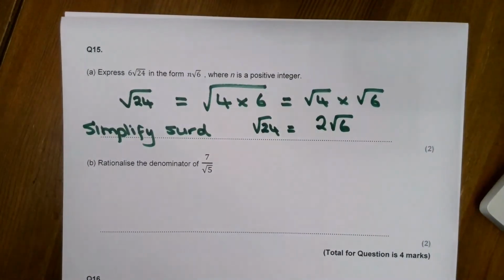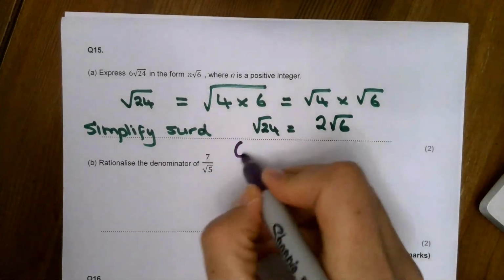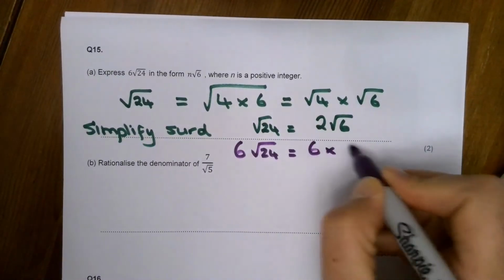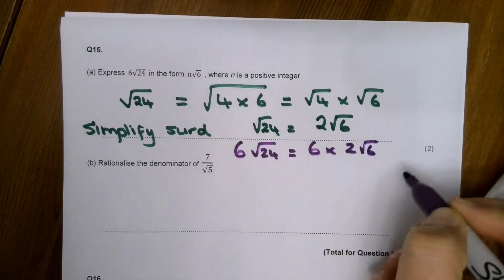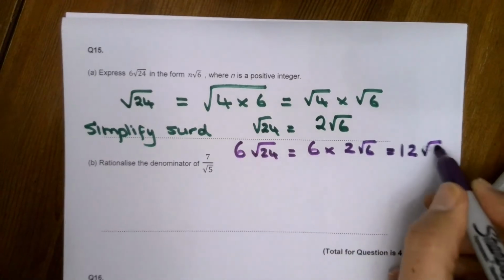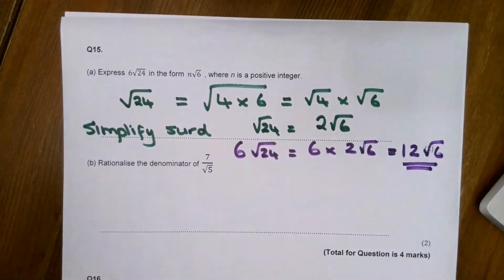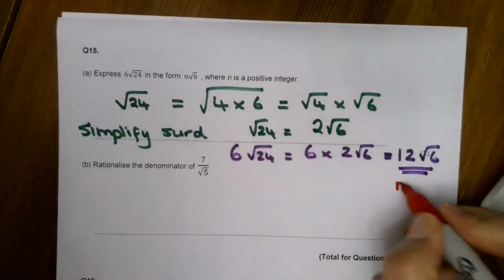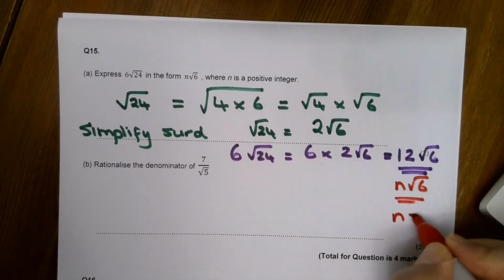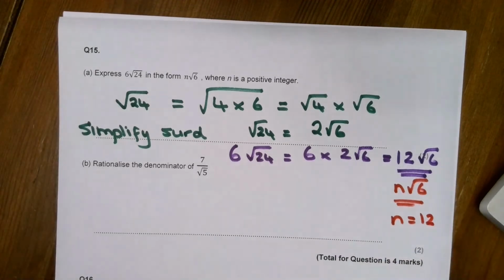But you're asked, what is 6 times the square root of 24? Well, that will be just 6 lots of 2 root 6, which is 12 root 6. You were asked to put it in the format n root 6. And if you compare these two, you can see that n equals 12. Okay, next question.